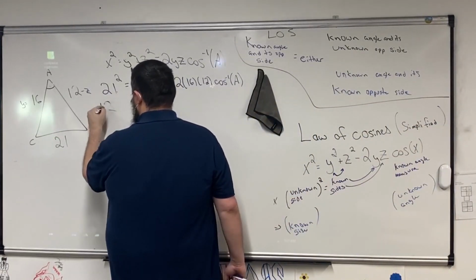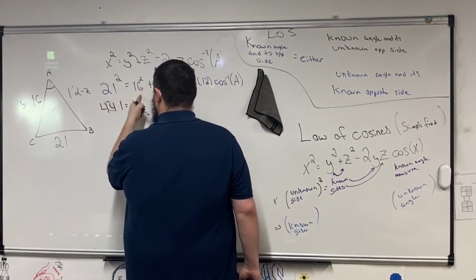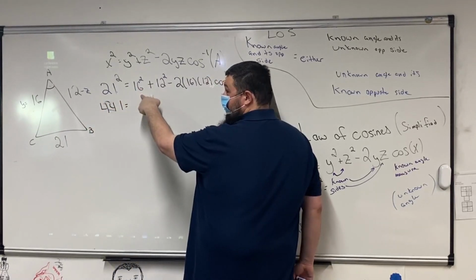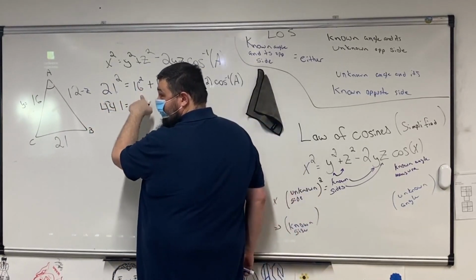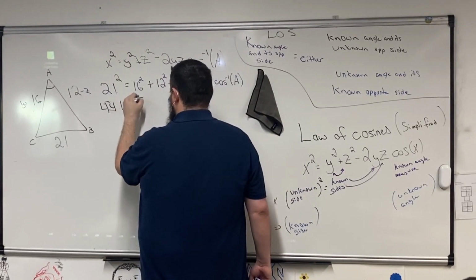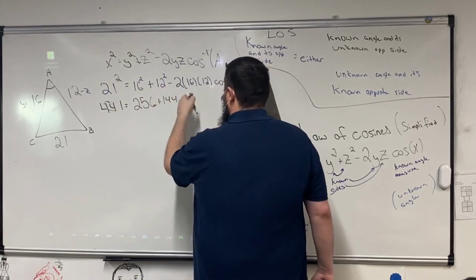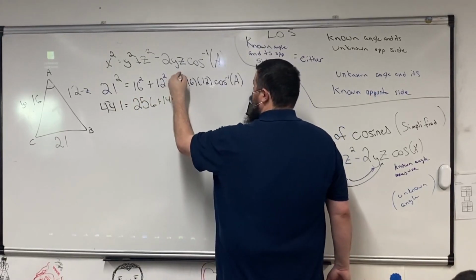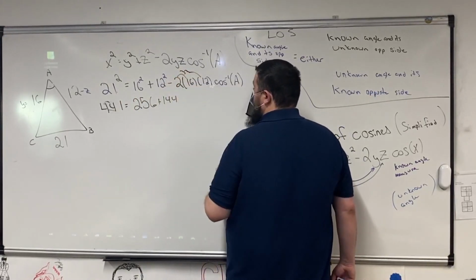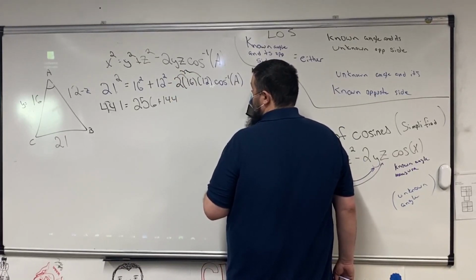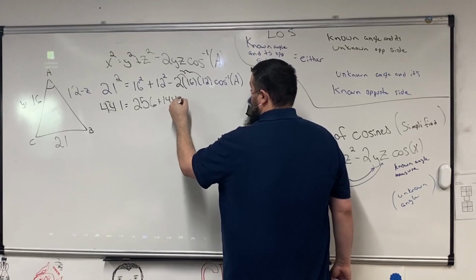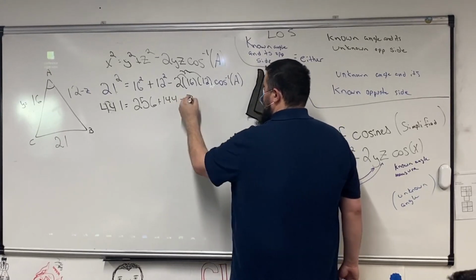All right, immediately write it. 16 squared? It is 256. I'll cover this one. And then this is going to be 32. What's 32 times 12? 394? 384. Perfect, thank you.